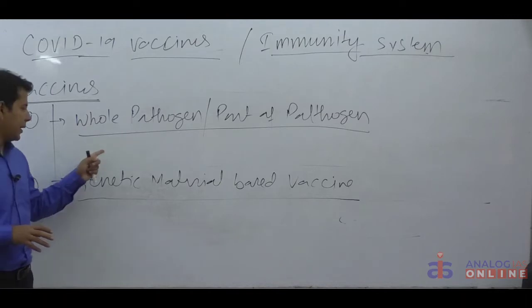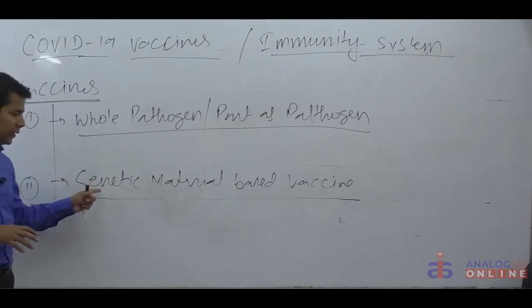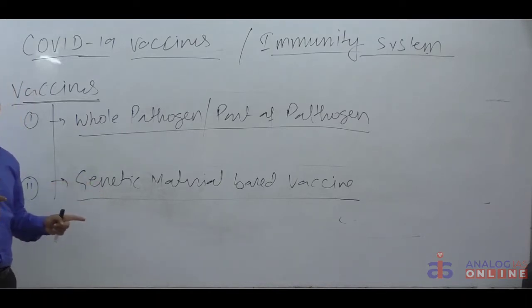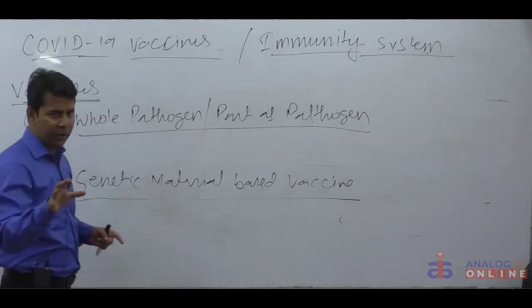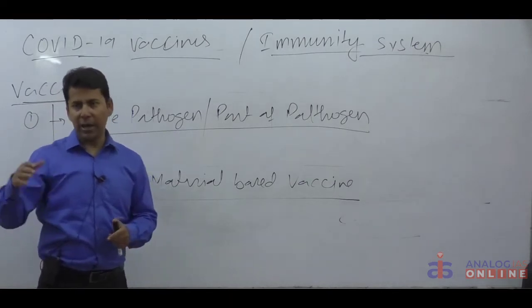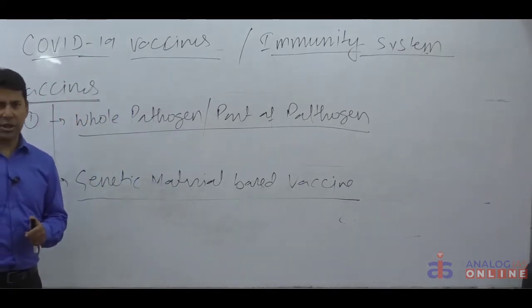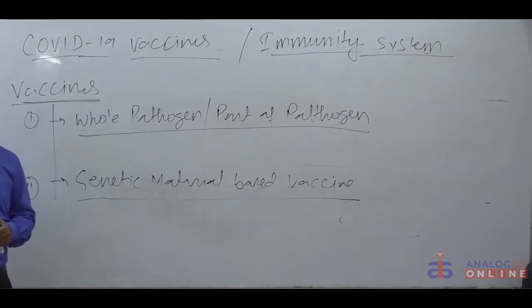I'll tell you about it. The second approach is that you give either DNA or RNA into the body. And we all know that DNA goes to RNA, RNA to protein. So the body will make protein, which is basically a virus protein, like the spike protein of COVID-19, you know that. So there are mRNA vaccines, AstraZeneca and all, they have developed it. So this mRNA is what?